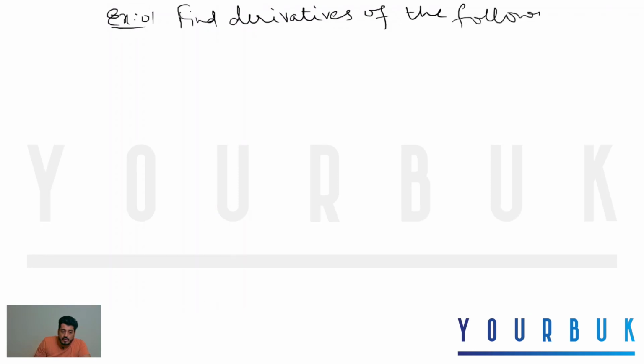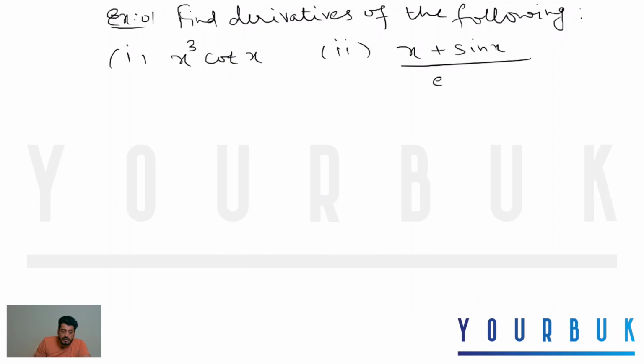So he says that in the first case, find the derivative of x cube cot x, and in the second case, find the derivative of (x plus sin x) upon (e^x plus 1). Okay, so these are the two questions which will include the derivative of exponential, trigonometric, algebraic functions, also the product rule, quotient rule, sum rule, all are included in this.